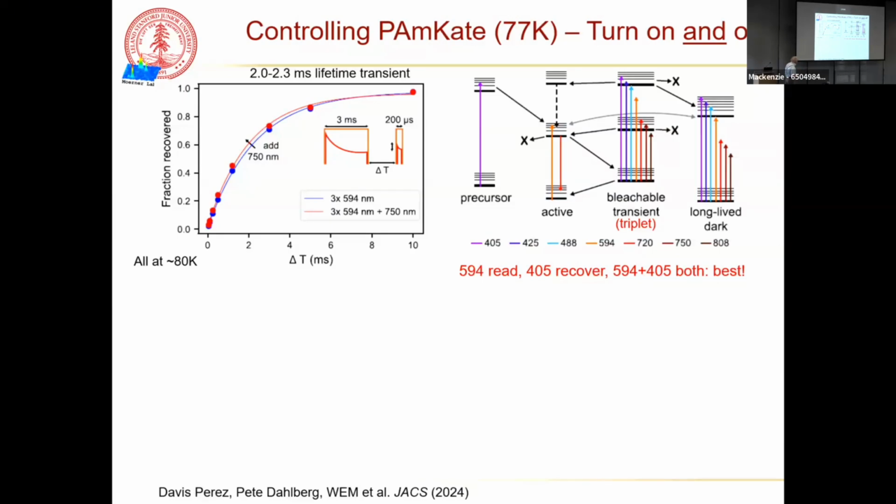So we found in this experiment that if you turn them both on at the same time, this yellow light as well as this violet light, you actually greatly shorten the time in the dark states and get more and more blinking and information.